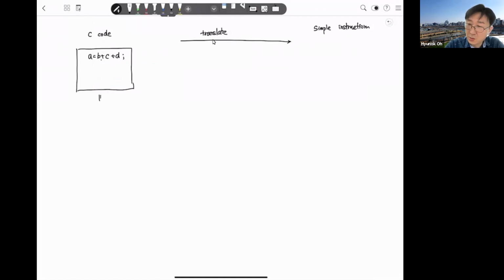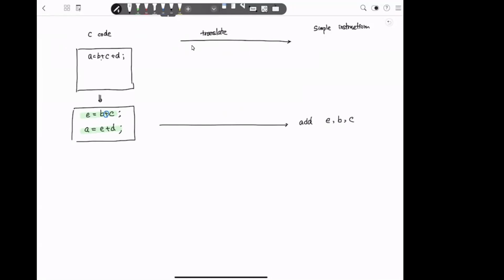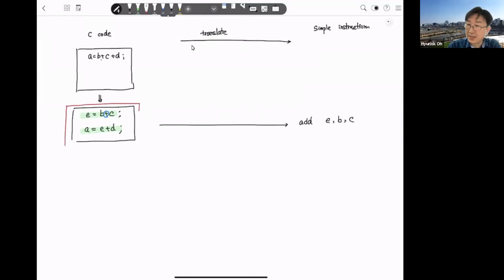So in C code, normally we can write E equals B plus C, and then A equals E plus D, right? We can write this kind of simple code, so we can make this simplified. Then for each line, we can write down the mapped instruction. This is addition, and for this addition there is a corresponding instruction in MIPS, which is the add instruction. The destination is E, and the sources are B and C. In the C code, we write E equals B plus C.